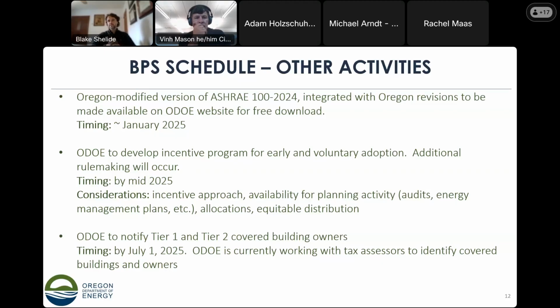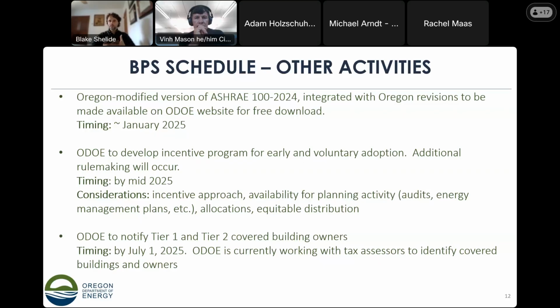The next rulemaking that we'll do as an agency is to develop the incentive program for early and voluntary adoption. We think we'll kick off this process probably before the end of the year and hope to have a lot of those considerations built into an incentive framework by mid-2025. We know there are a lot of considerations with regard to this. We've done a little bit of research and benchmarking of other jurisdictions around the country that have BPS incentive programs for early and voluntary adoption, and how we might take some lessons learned from those programs and build them into the way we approach incentives.